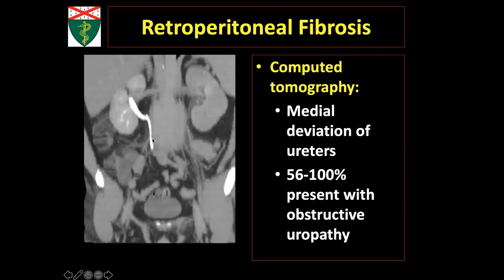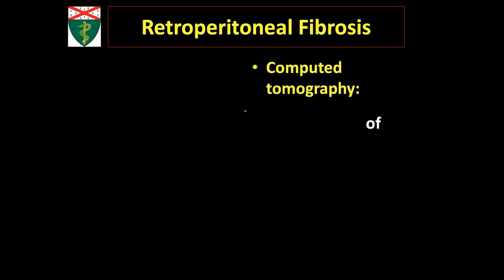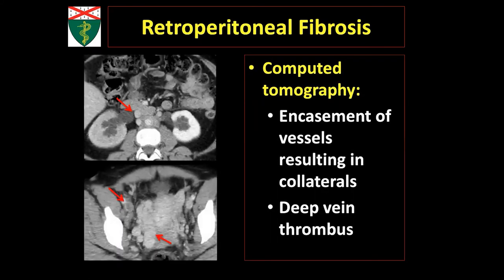This is another case of retroperitoneal fibrosis on a reformatted coronal image, where you can see that the ureter is being pulled in medially. This one's also being pulled in medially, but this kidney's not working as well, so we don't see the excreted contrast here. So it likes to pull in the ureters, and occasionally it'll also encase vessels, resulting in collaterals and deep vein thrombosis. So this was another case of retroperitoneal fibrosis.